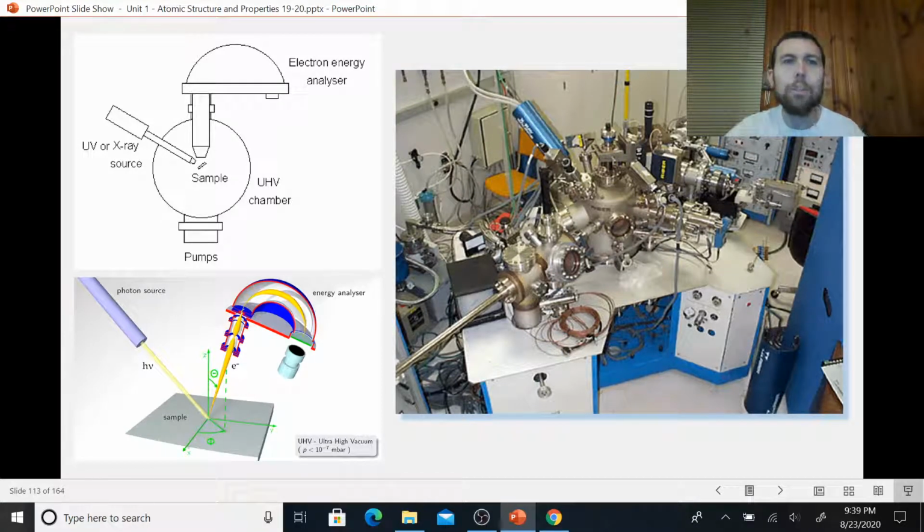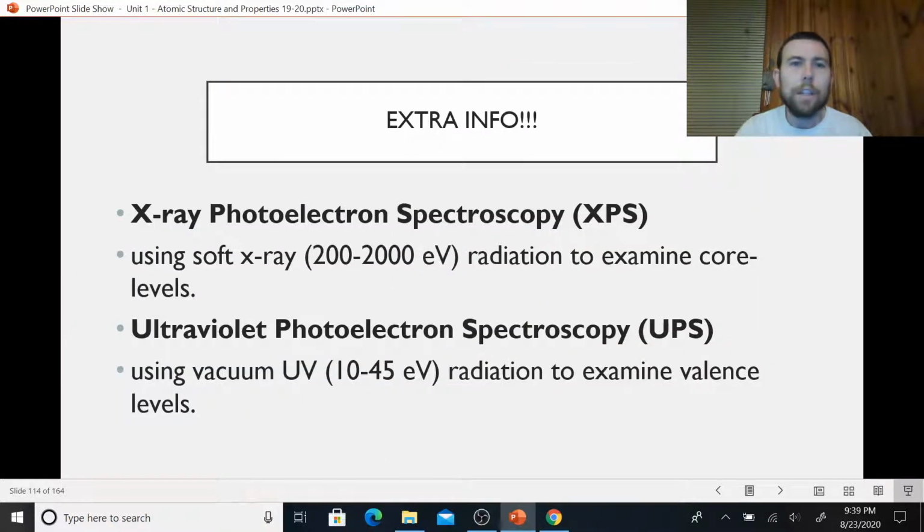Now, there are two types of PES because they're going to give us different pieces of information. The first type of PES is XPS, X-ray photoelectron spectroscopy. Now, X-ray photoelectron spectroscopy uses X-rays. The X-rays are going to have an energy between 200 and 2,000 electron volts. And so that radiation is going to be used to examine the core electrons, those inner electrons in a given sample, in a given atom.